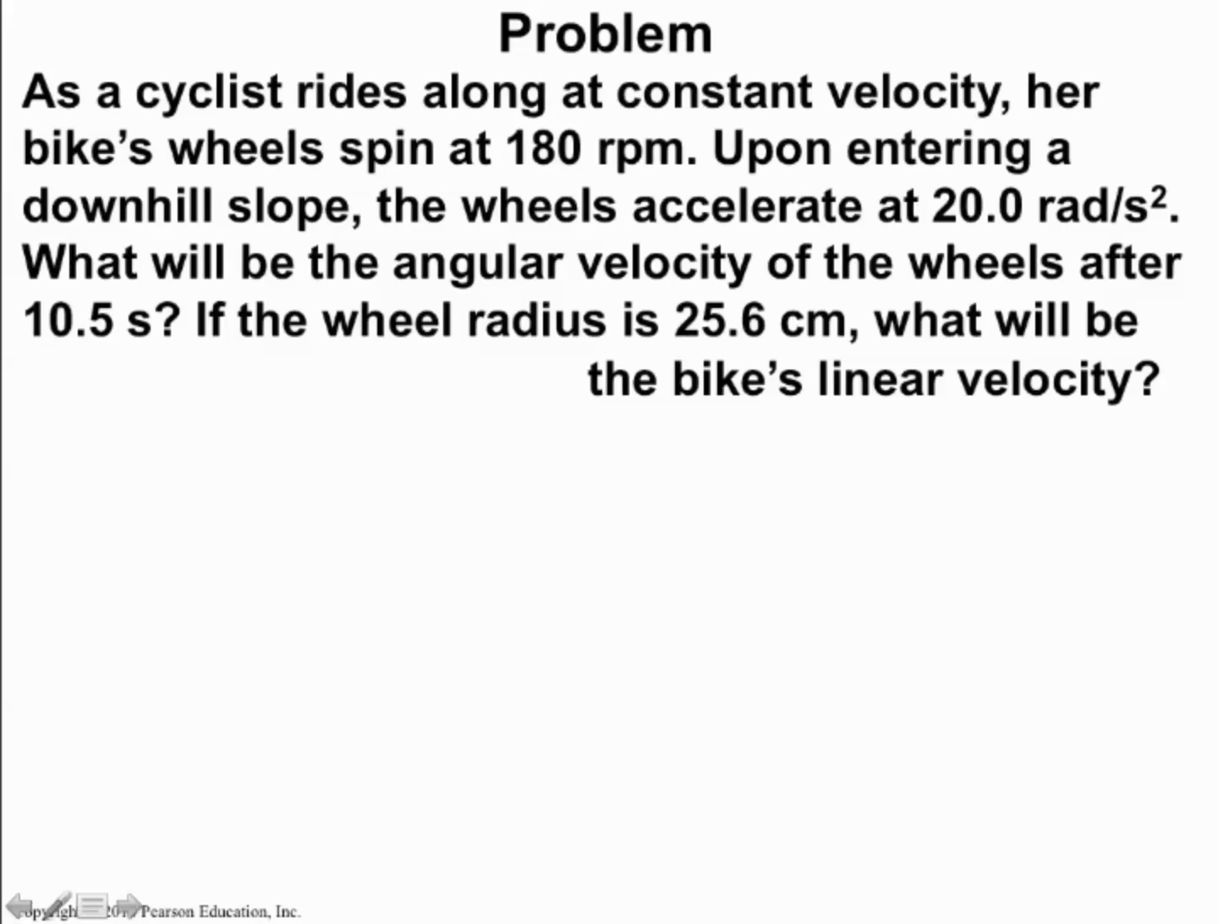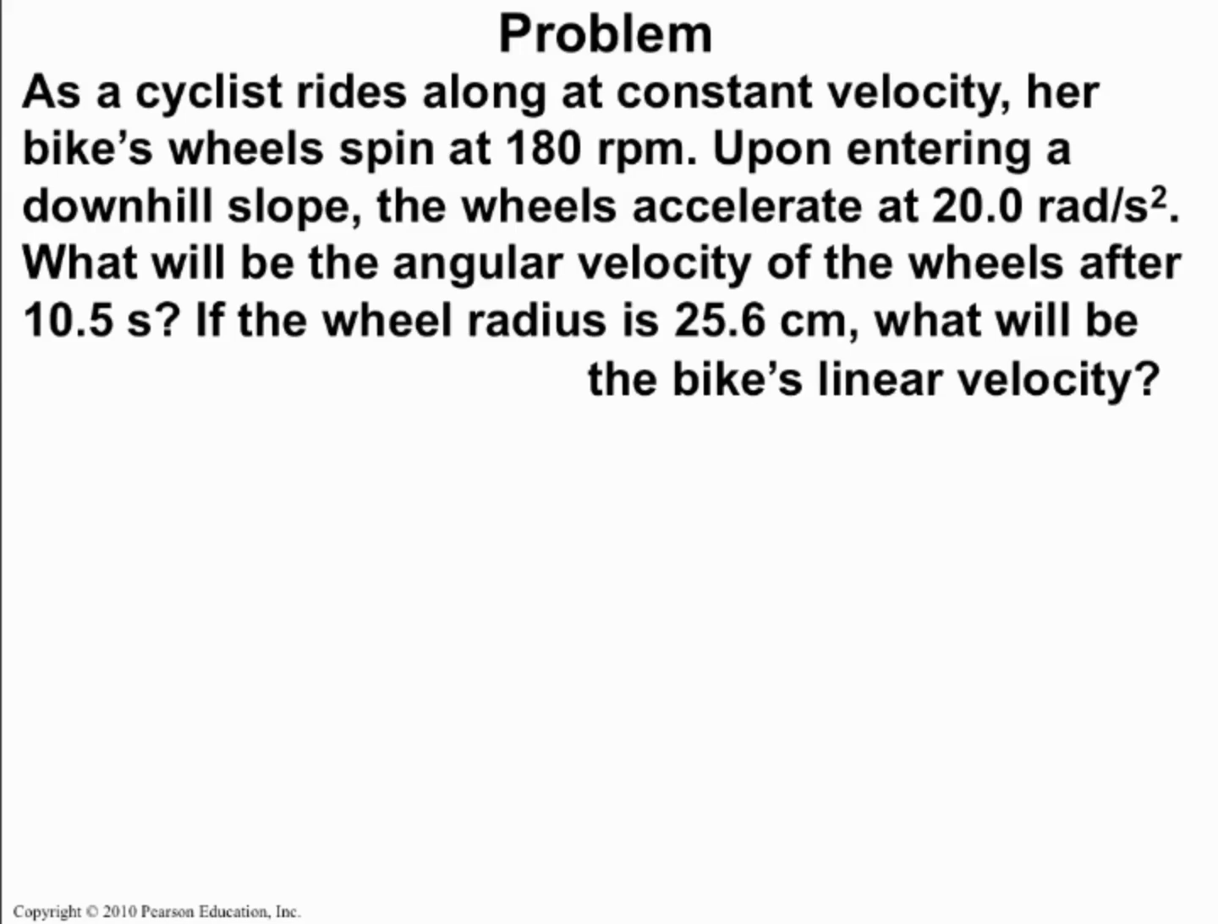All right, let's try this problem. As a cyclist rides along at constant velocity, her bike's wheels spin at 180 revolutions per minute. Upon entering a downhill slope, the wheels accelerate at 20.0 radians per second squared. What will be the angular velocity of the wheels after 10.5 seconds? If the wheel radius is 25.6 centimeters, what will be the bike's linear velocity?